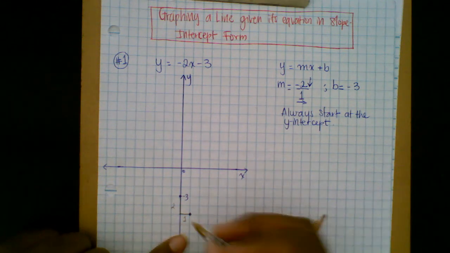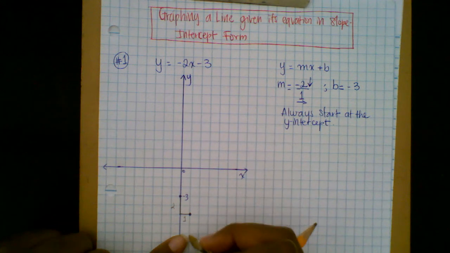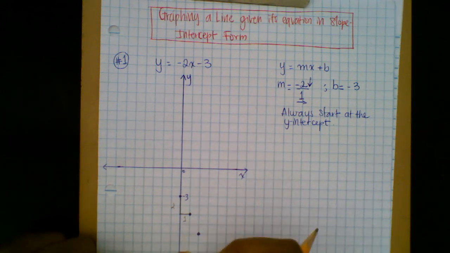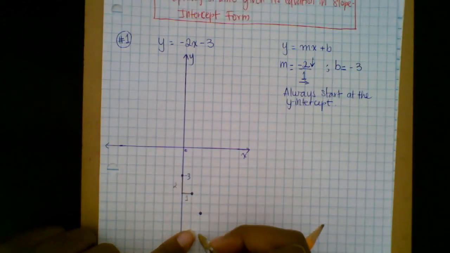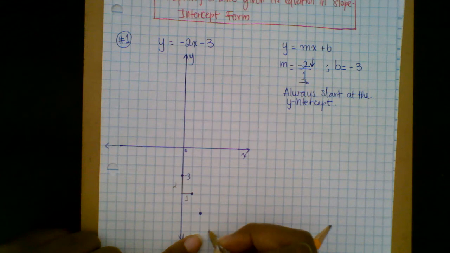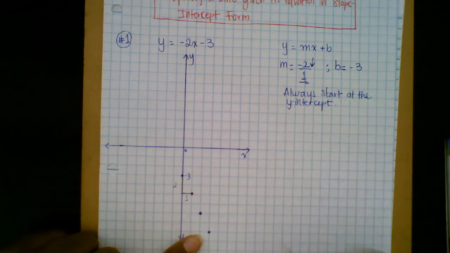Okay, the other pair. So what do I do next? I go down 2 and move to the right 1. Okay, I go down 2. Let me move it up a little bit. So I'm going down 2 and move to the right 1. Okay. So I am done building the other pair of the dot for the right side of the line.